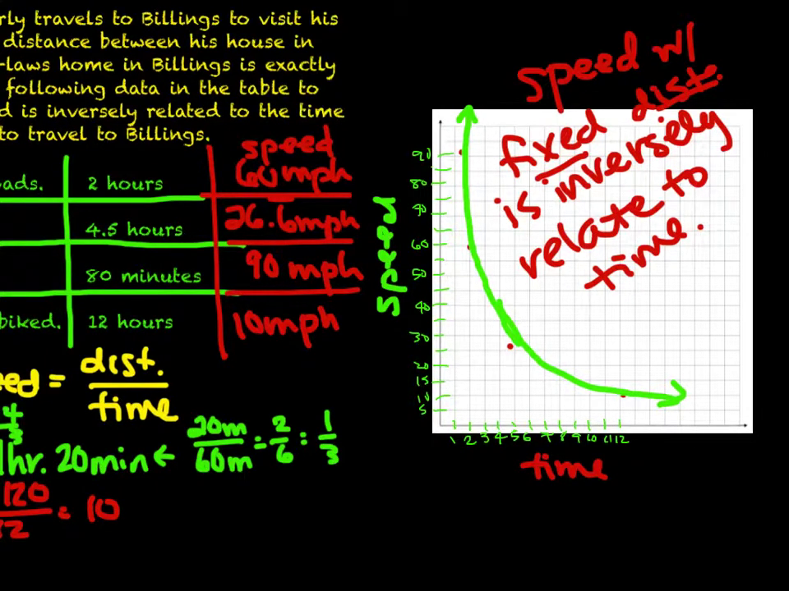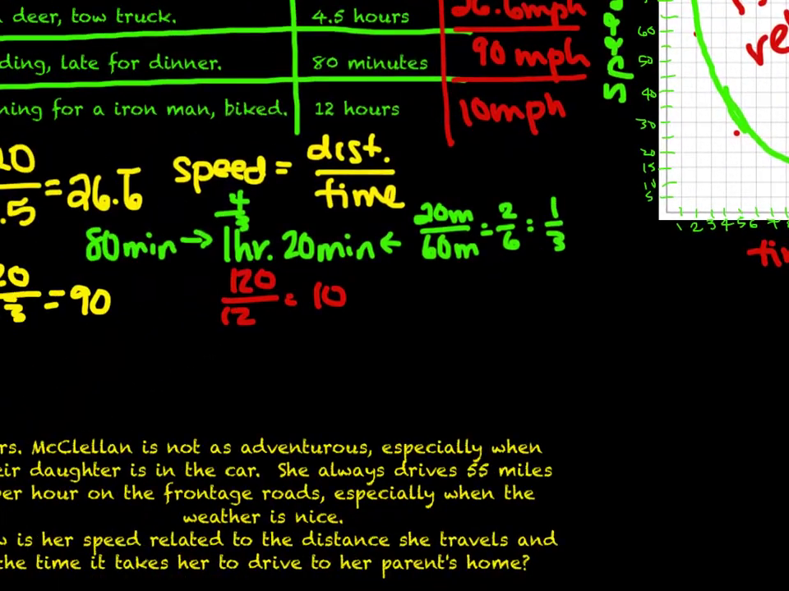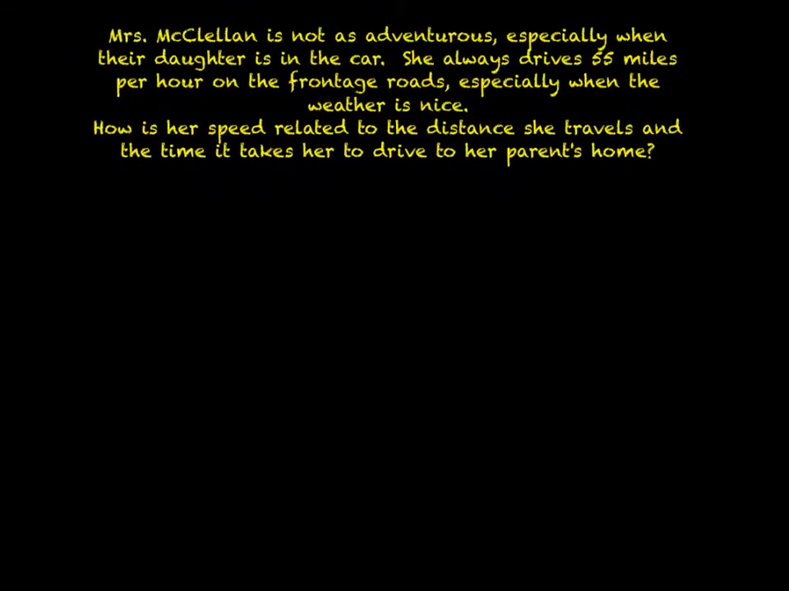Let's look at a situation that maybe isn't so inversely related. So now we have Mrs. McClellan. Mrs. McClellan is not as adventurous, especially when their daughter is in the car. She always drives 55 miles per hour on the frontage roads, especially when the weather is nice. How is her speed related to the distance she travels and the time it takes her to drive to her parents' home?